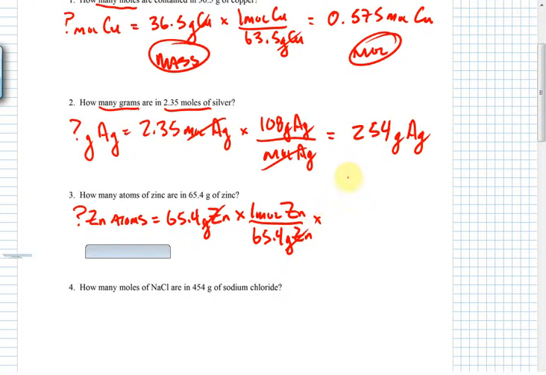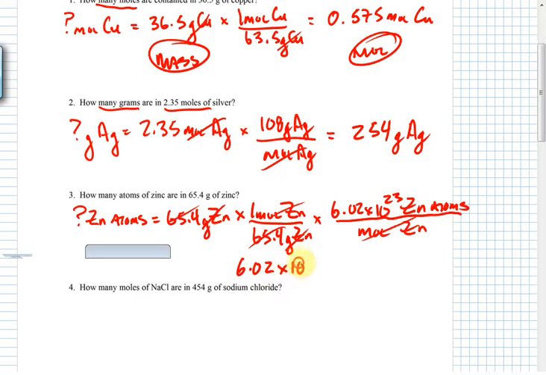Then I want to go all the way to the actual number of atoms. I know a mole is defined as 6.02 times 10 to the 23rd atoms, in this case atoms of zinc, per mole. A mole of anything contains 6.02 times 10 to the 23rd things. And when I do the calculation, notice moles cancel moles, 65.4 cancels 65.4, and that 65.4 grams of zinc represents 6.02 times 10 to the 23rd zinc atoms. Okay.